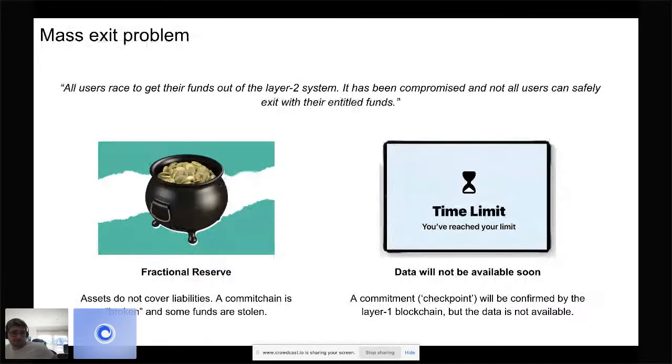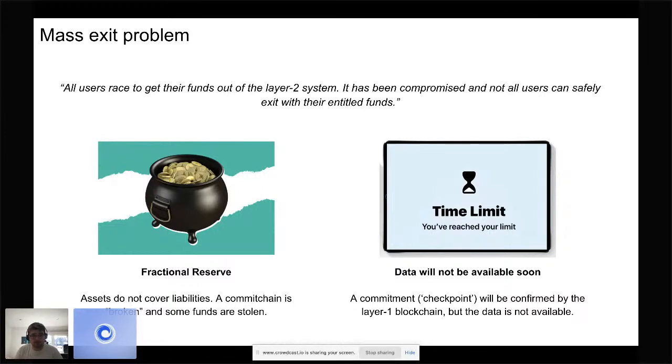And the final problem is the mass exit problem. So this is actually a problem for the optimistic rollups or the plasmas of the world. So the issue is that if the layer 2 system gets compromised, and there is a situation where not all users can safely exit the system if they're entitled funds, then every user has the incentive to exit the system and get out ASAP.